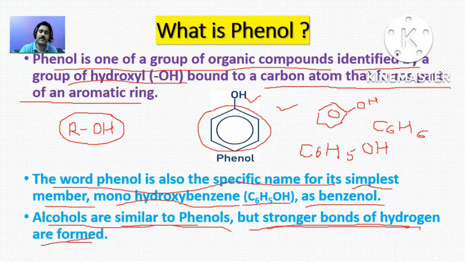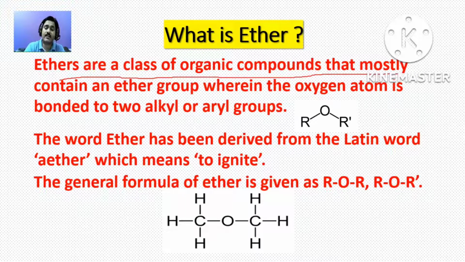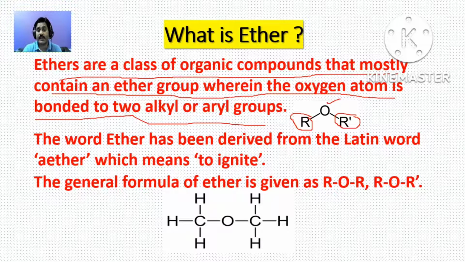Let's see, what are ethers? Ethers are a class of organic compounds that mostly contain an ether group, where an oxygen atom is bonded to alkyl groups or to aryl groups. That is the oxygen atom, and two alkyl groups, R and R1. These two alkyl groups are combined with the oxygen atom. Similarly, two aryl groups can be combined.